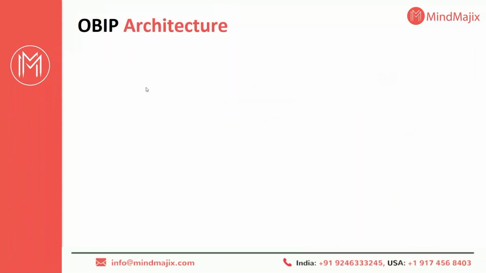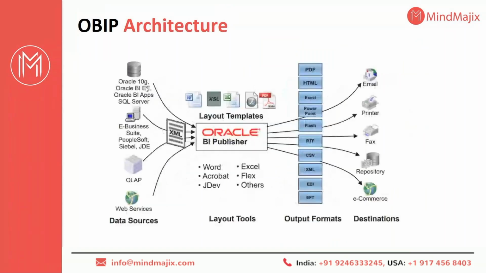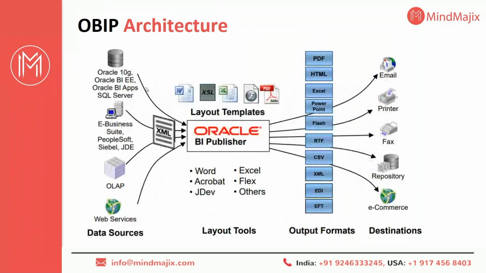So first let us see what the OBIP architecture is. Actually, the OBIP architecture is, I would say, a three-layer structure, where the first layer is the data sources from where the data is spooled to the report, the second layer is a layouting tool where the data is structured in a defined format, and the third layer is the output files and the destinations.